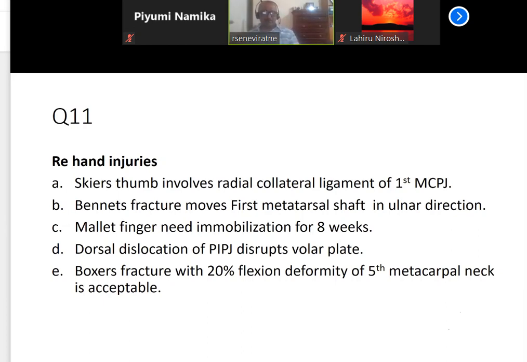Mallet finger needs immobilization for 8 weeks. True. What is the other name for mallet finger? Baseball finger. Yes, it's called cricket finger also, no? Because if you try to hold a catch like that and the ball hits here, then it will snap. So baseball finger is another name for that. D, same thing.